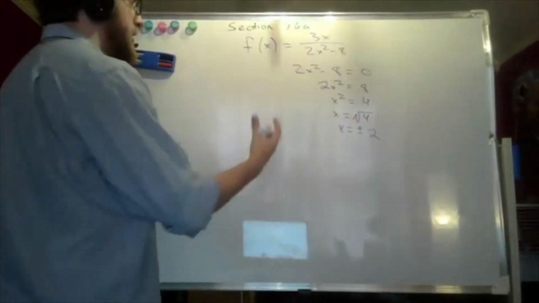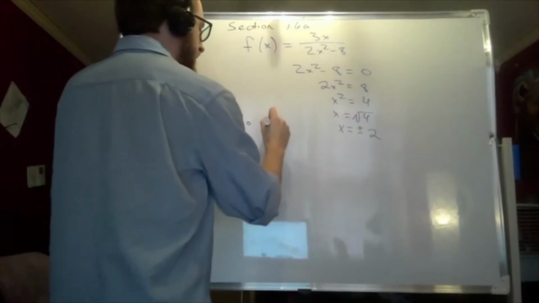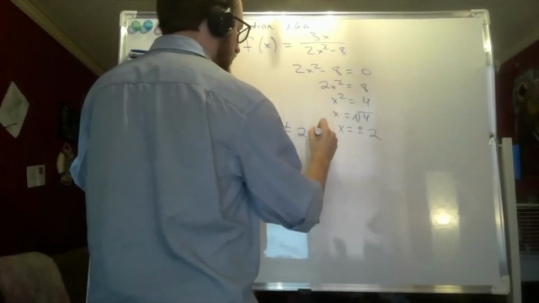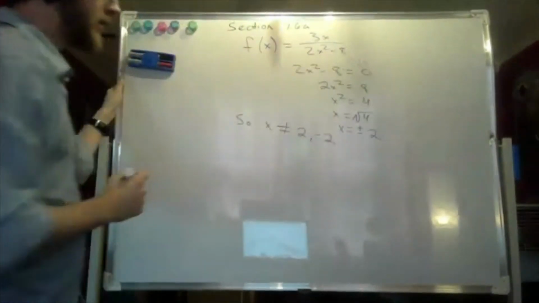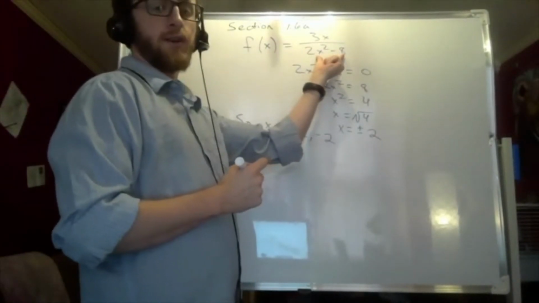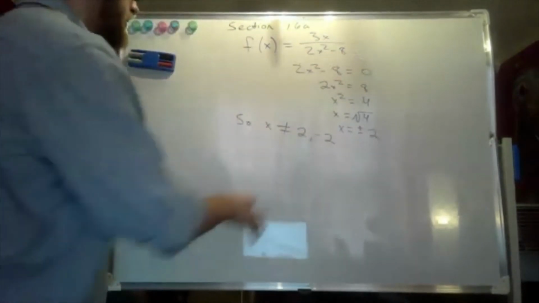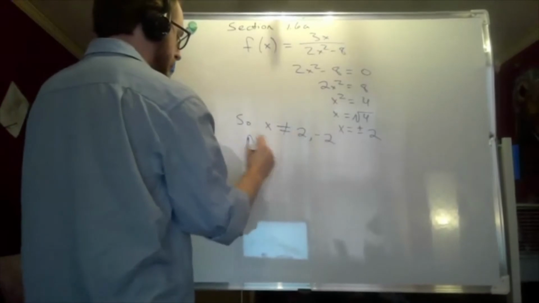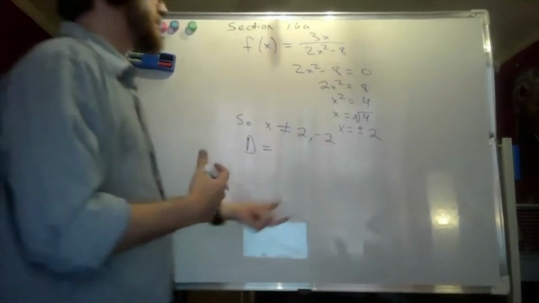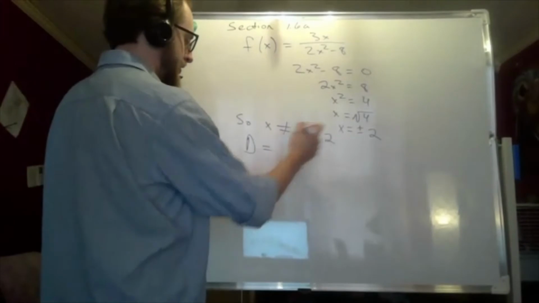So what does this tell us? Well, as far as our domain goes, x cannot equal 2 or negative 2. Because if it did, we would have a 0 in our denominator. So we want to avoid that. So then we move on, and when we talk about our domain, this tells us our domain can be anything except for these two guys. So then that's it. We just have to write this in set notation.